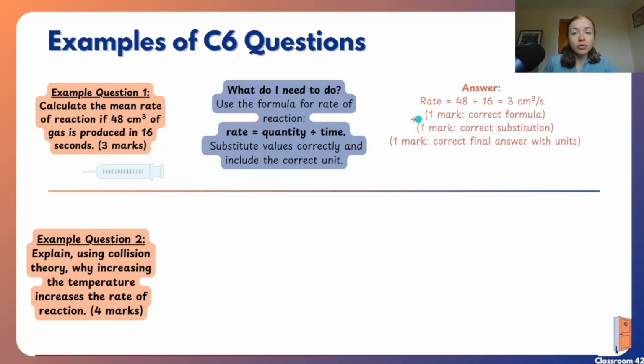So the rate equals 48 divided by 16 seconds, which gives us 3 centimetres cubed per second. And for this particular question, we didn't get given the unit, so you'd also get a mark for providing the correct unit.